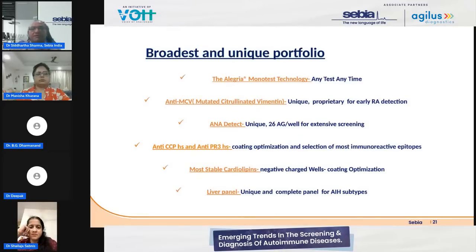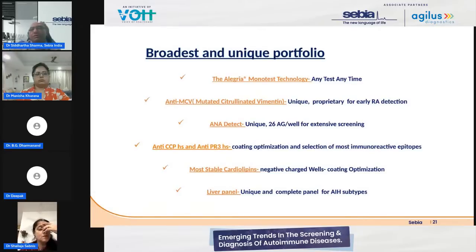Most stable cardiolipins. Stable because we know that cardiolipins are very unstable phospholipids. They are very negatively charged. They have an inherent repulsion with any well on which they are coated. So with this system, we have the additional coating of the beta 2 glycoprotein 1 with anticardiolipin. So this adds to the better stabilization of the antigen on the well, thus reducing the false positives and the false negatives which are associated with the cardiolipin testing.